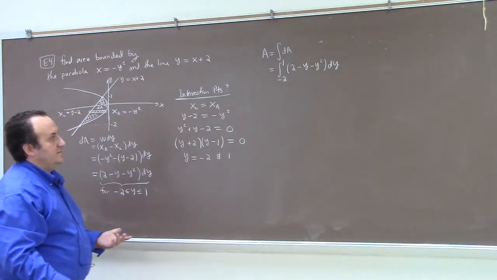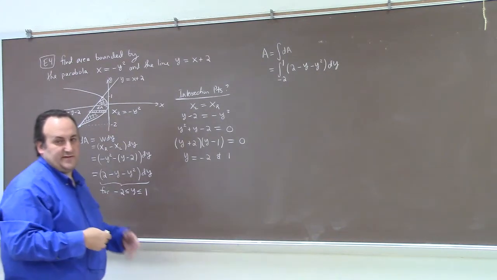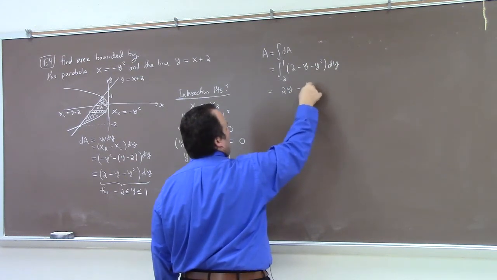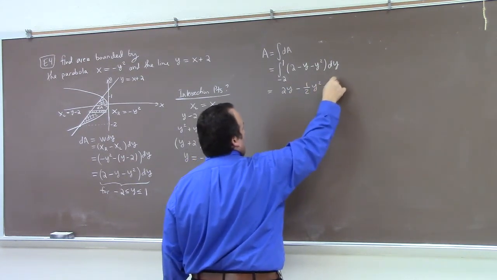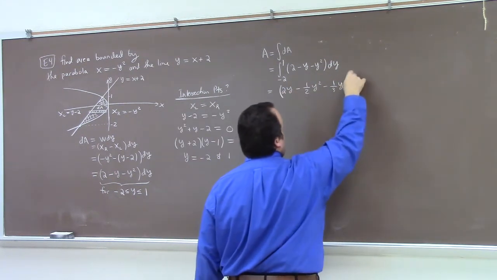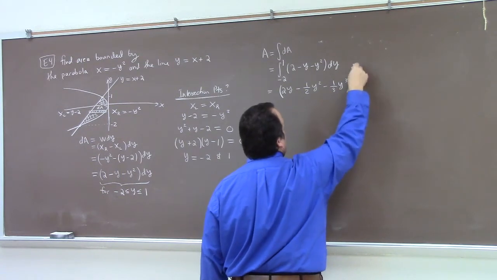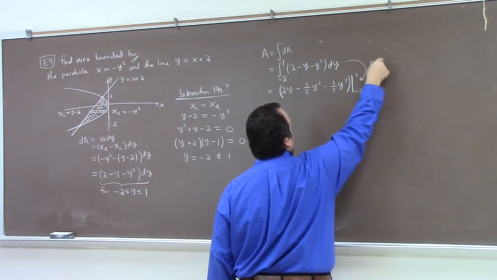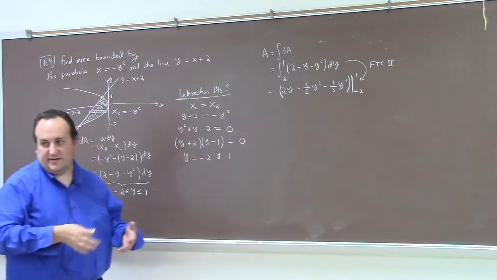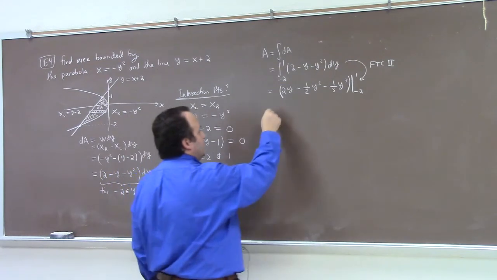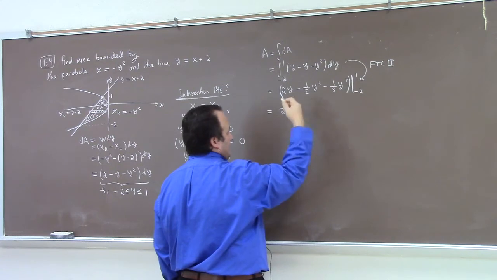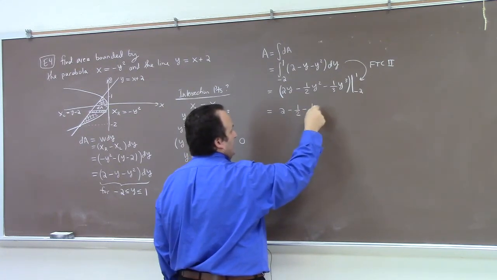And now I integrate. What's the integral of 2 minus y squared? It's 2y minus 1 half y squared minus 1 third y cubed. FTC2 says I have to evaluate that from minus 2 to 1, right? And now we've got some arithmetic we need to be careful with. So we've got 2 times 1, which is 2, minus 1 half times 1 squared, which is 1, minus 1 third times 1 cubed, which is 1.